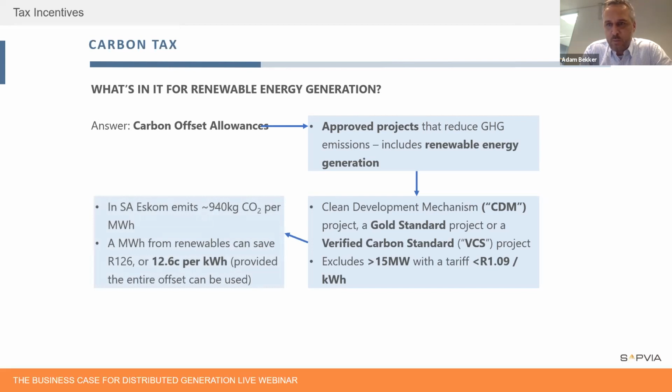So a couple of slides back, we saw that in South Africa, Eskom emits roughly a ton of CO2 per megawatt hour, or a kilogram of CO2 per kilowatt hour of electricity generated. And you can use that sort of intensity factor to calculate back that a renewable energy project, which qualifies as an approved project, can add about 12.6 cents per kilowatt hour delivered to a client in terms of carbon tax savings. So that can be quite a significant benefit and improve the case for renewable energy. You can move to the next slide.